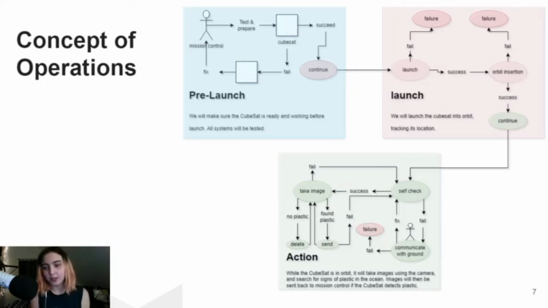So while it's in orbit, it will take images using the camera and search for signs of plastic in the ocean. Images will then be sent back to mission control if the CubeSat detects plastic. So the CubeSat will perform a self-check to start, and if it fails, it'll communicate with the ground and we'll try to fix it. And if it succeeds, it'll take a picture. If it doesn't find plastic, it'll delete the picture and take a new picture. If it does find plastic, it'll send that picture to the ground. If it fails at taking the image or fails at sending a picture to ground, it will perform another self-check and start that initial process over again.